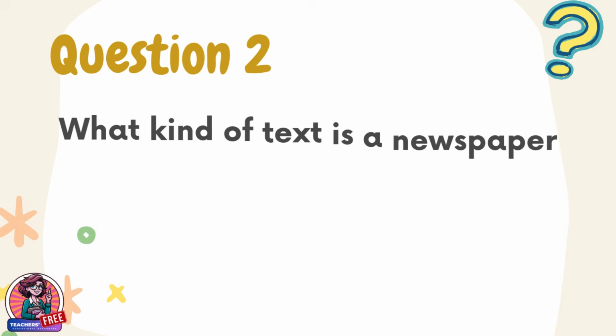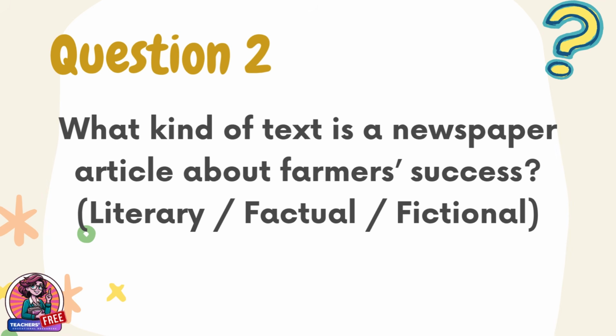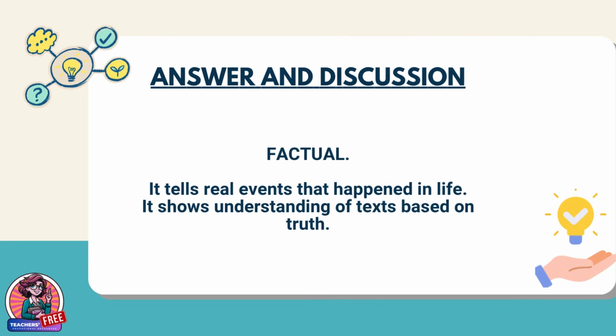Question 2. What kind of text is a newspaper article about farmer success? Literary, factual, fictional. Answer: factual. It tells real events that happened in life. It shows understanding of texts based on truth.